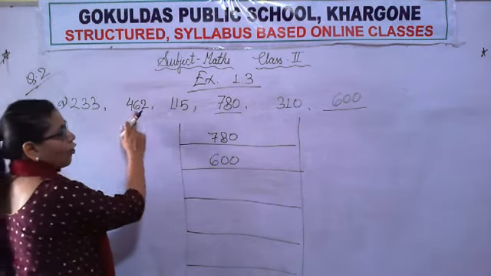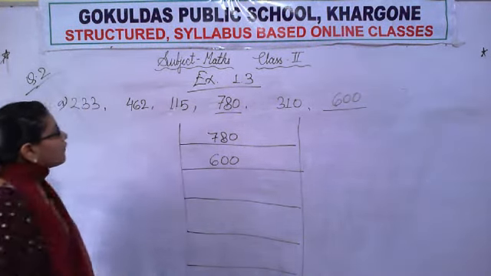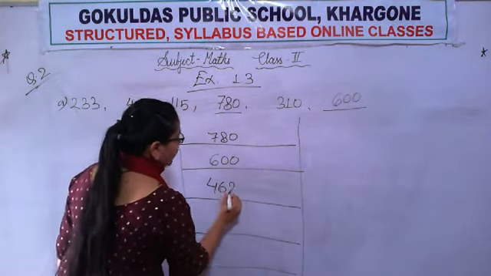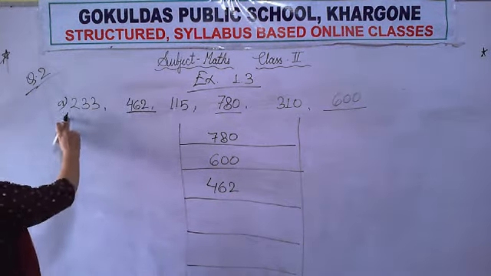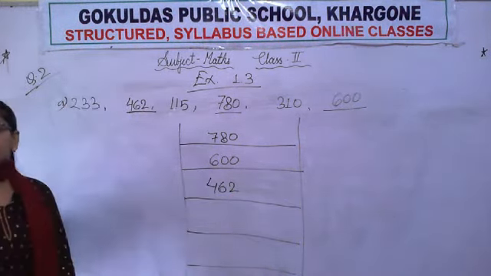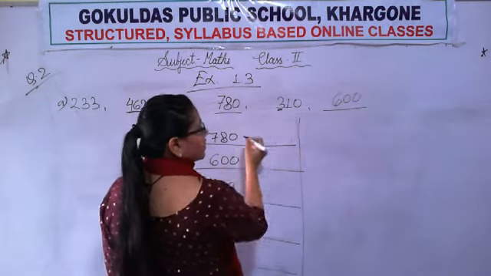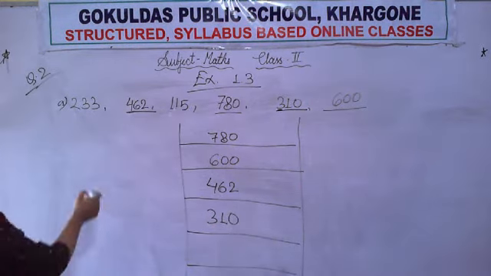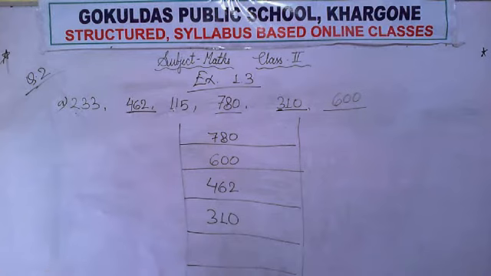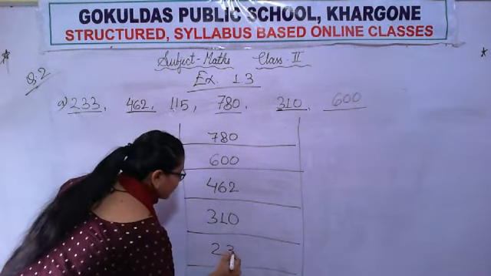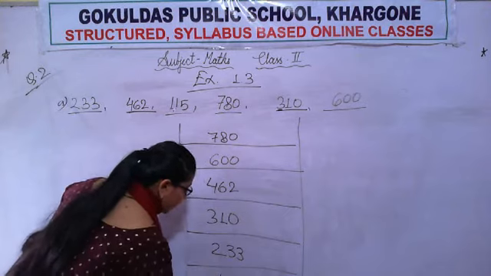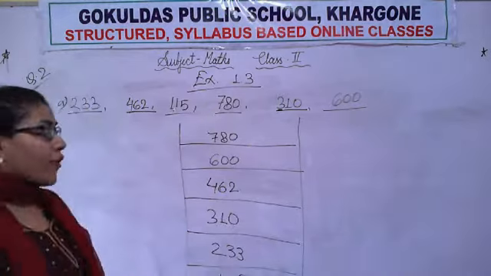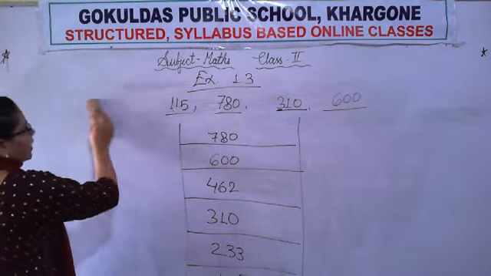2, 4, 1 and 3. Which one is greater? 4 is greater. So we will write this number here, which is 462. Now 2, 1, 3. Which one is greater? 3 is greater. So we will write 310 first. Now 2 and 1. Which one is greater? 2 is greater. So we will write 233 and at last the remaining 115. So this is how we do ascending and descending order.